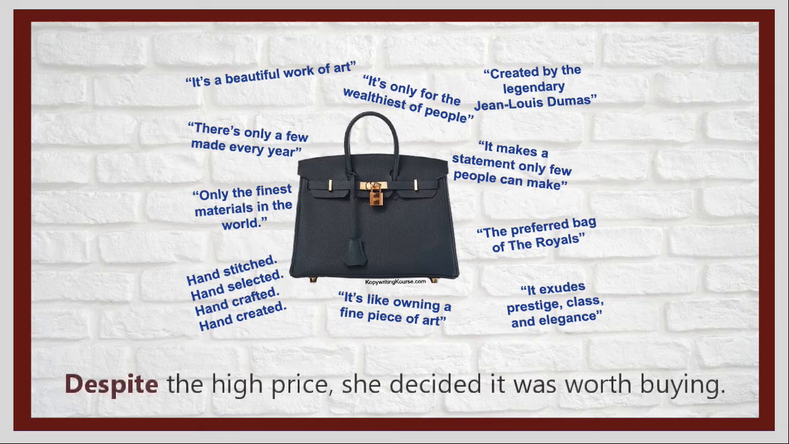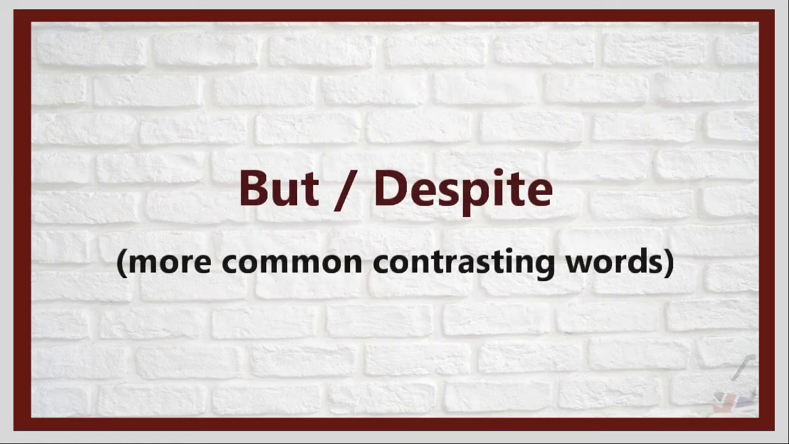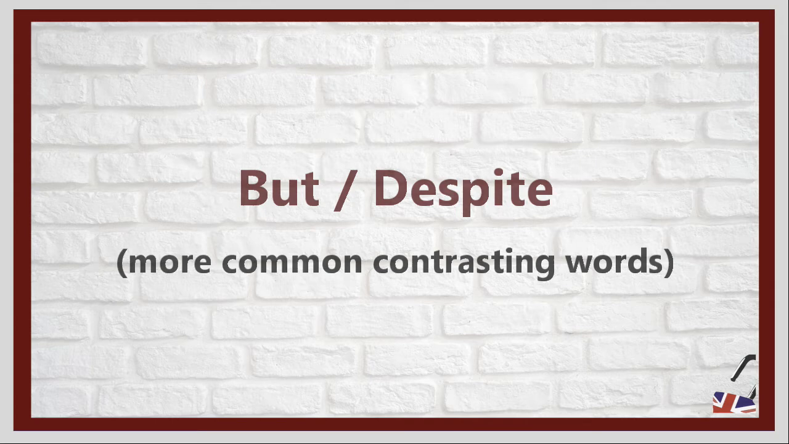Despite the high price, she decided it was worth buying. It was expensive, but she decided it was worth buying, or she decided to buy it. So but and despite are the more common contrasting words we can use. Despite is more formal than but.